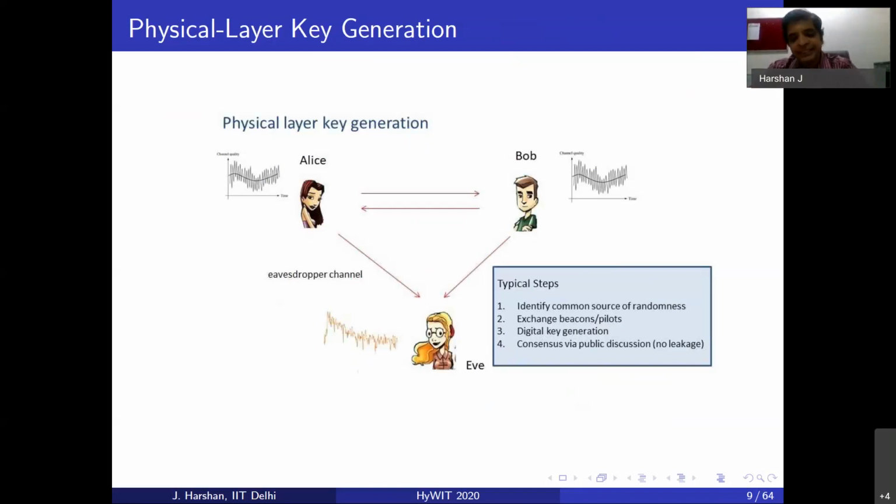Now, what happens at the side of an eavesdropper, Eve, is that because of her geographical location, even if Eve is able to overhear the pilot symbols from Alice and Bob, the small scale fading effects at Eve would be uncorrelated or statistically independent of the main channel. And as a result, even if Eve mimics the operations that are performed by Alice and Bob, she would end up with a bit sequence which is going to be totally different from what these two agree upon, right? So that's the whole idea of physical layer key generation.